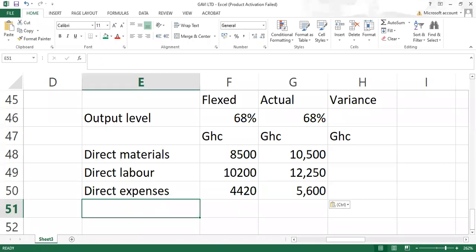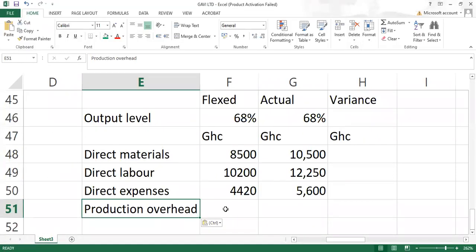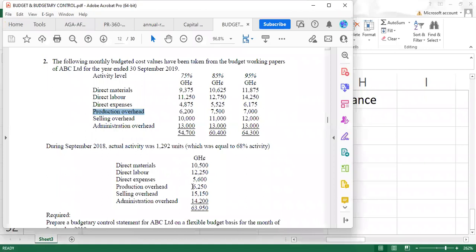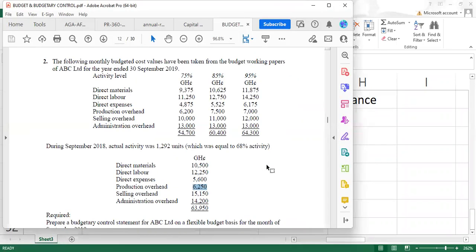What will be the next one? Production overhead. So you perform the test and see. What is the actual cost for production overhead? The actual cost is 6250. It's 40 per percent. Okay, so perform the test and see whether some of the costs are variable and some of them are fixed. There is a fixed element.